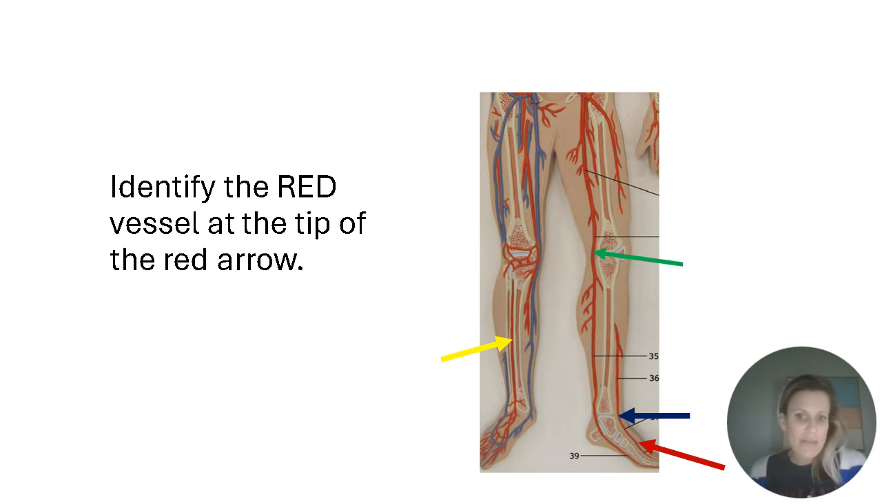The red vessel at the tip of the red arrow. These are the dorsal arches, and this is the left foot. So left dorsal arches.